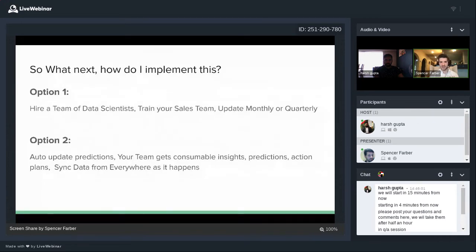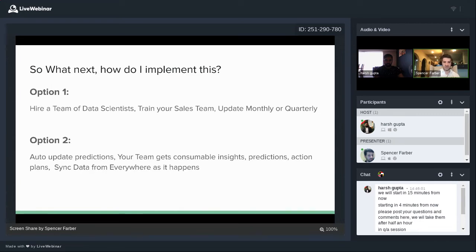One is to hire a team of data scientists. If you're looking for people that have that type of skill set, they're really expensive, first off, and it's hard to find really quality ones as well. And even once you've done that, you've got to train your sales team. You've got to update the data manually, monthly or quarterly. This is done where people are looking for trends, but it's not something that's keeping you up to date. It's not something that can really get all the way down to your individual sales reps to use.